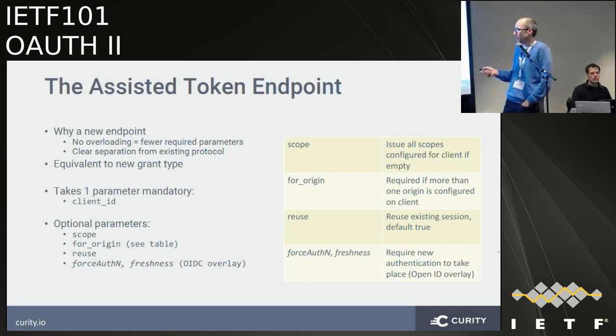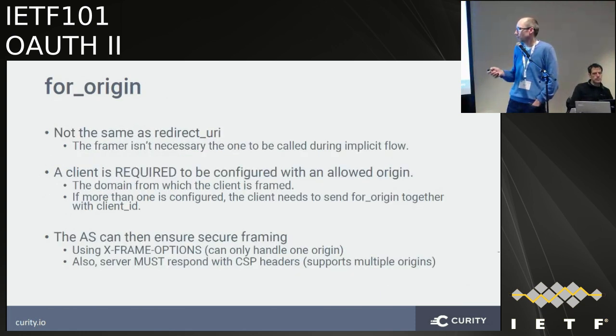So the assisted token endpoint, the only required input is the client ID, like I said a couple times, but you could also send a scope. So if you want to have different scopes, if the client allows for framing of more than one origin, it's going to need to provide a for origin to say to the AS which one wants to do the framing, because when using X-Frame-Options, you can only have one origin in that. You could have other things around reuse, force authentication, freshness, like we have with OpenID Connect. So the for origin here, this will be required when there's multiple allowed framers, because as I said, this particular response header only allows for one.